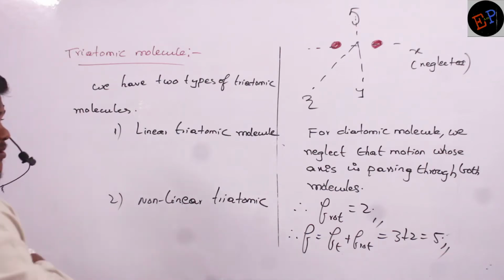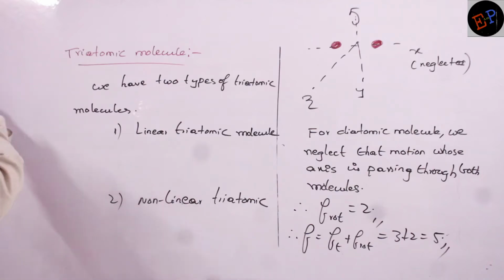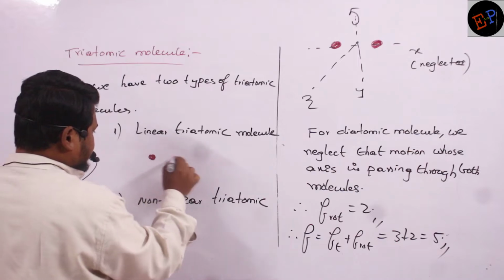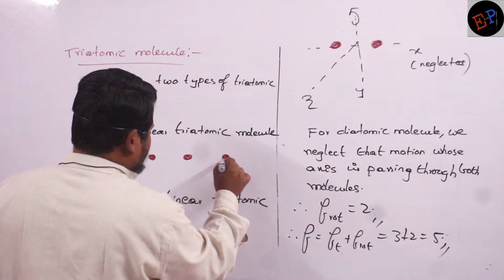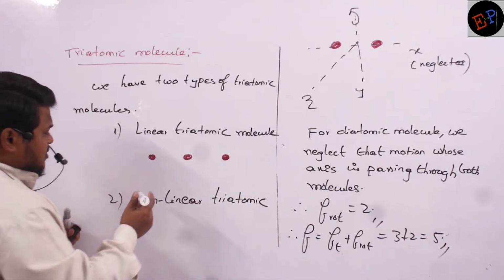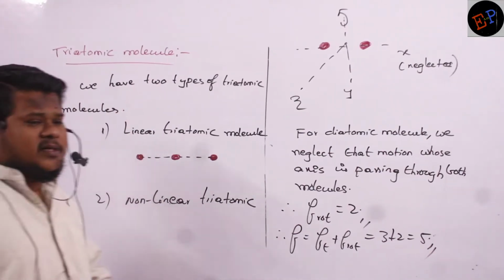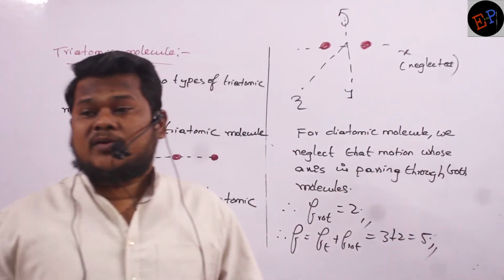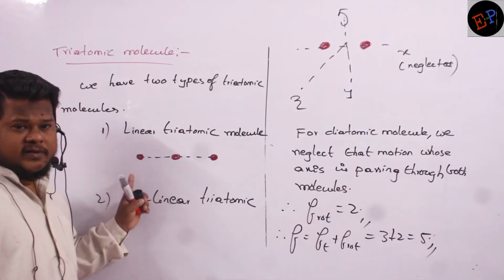Linear triatomic molecule means what? Linear triatomic means all the three atoms are in a straight line. This is called a linear triatomic molecule. So all the three atoms will be in a straight line. If atoms are present in a straight line, then can you say how many degrees of freedom it can have? Totally, how many degrees of freedom? This will have 5 degrees of freedom.